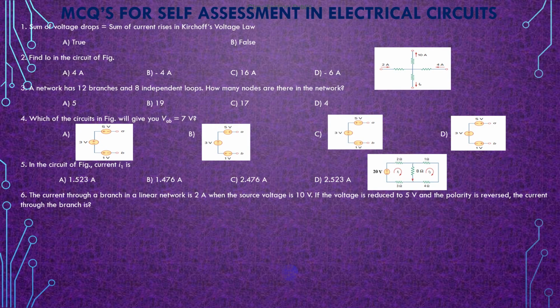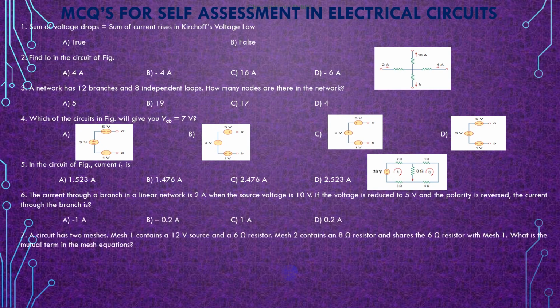Now, when the voltage is halved from 10 volts to 5 volts, what will the current be? Half also. Previously the current was 2 amperes, now it will be half, meaning 1 ampere. Now how about the polarity? Reversed. So what is the resultant? Minus 1. So the answer is A, minus 1.